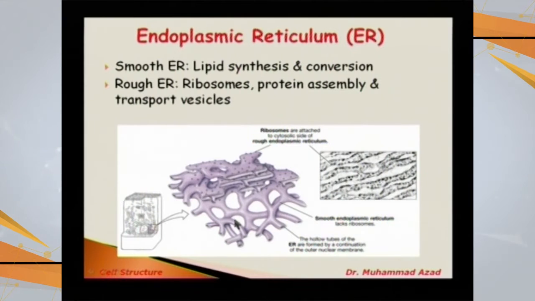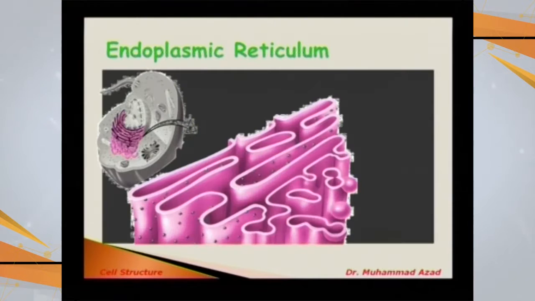And these are the smooth networks of membrane. This is called smooth endoplasmic reticulum. This is an electron micrograph showing these ribosomes, and ribosomes are only visible on the electron microscope because they are almost 20 nanometers in diameter.